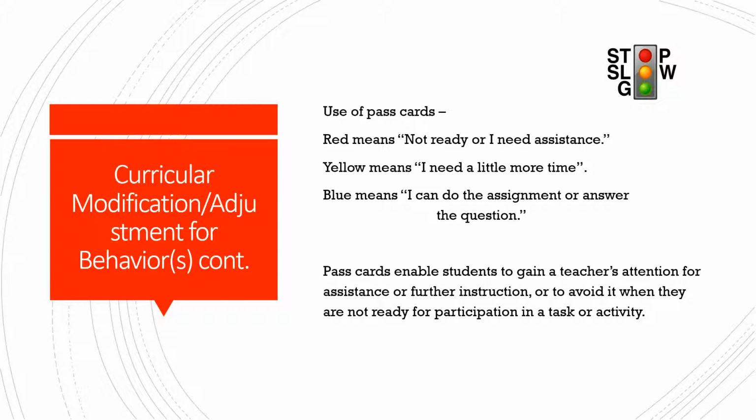Curriculum modification adjustment for behavior. The use of pass cards. Red means not ready or I need assistance. Yellow means I need a little more time. Blue means I can do the assignment or answer the question. These cards can be used instead of the student using their voice.